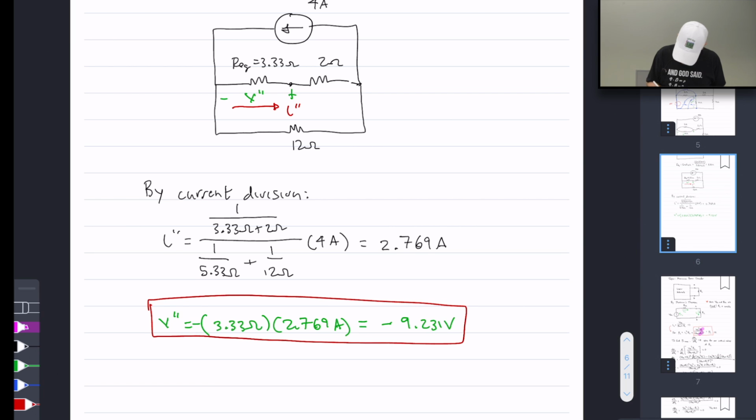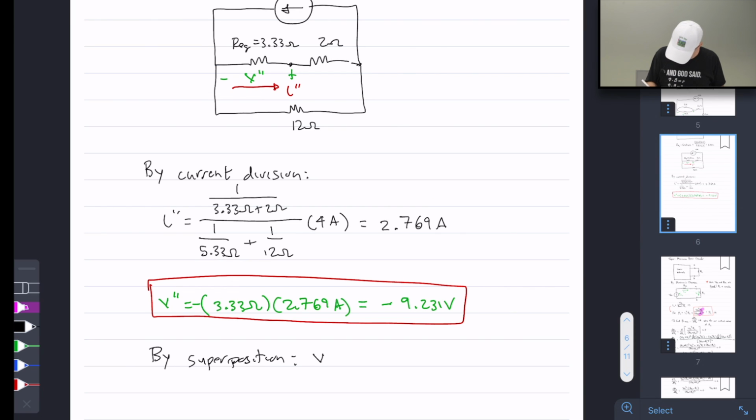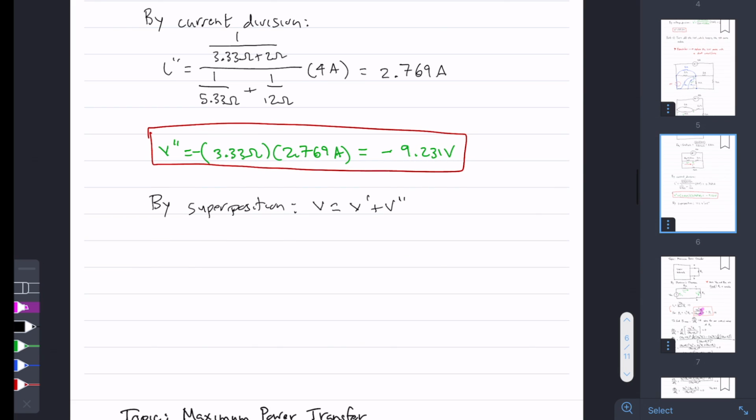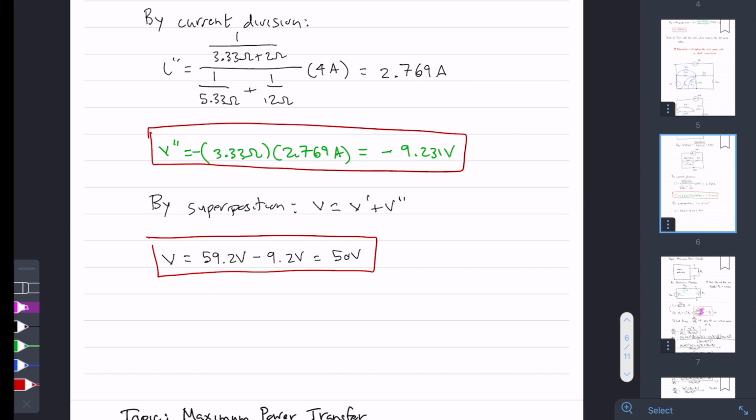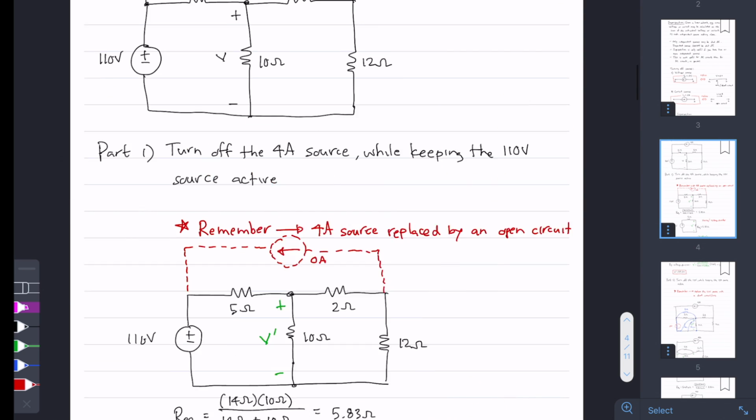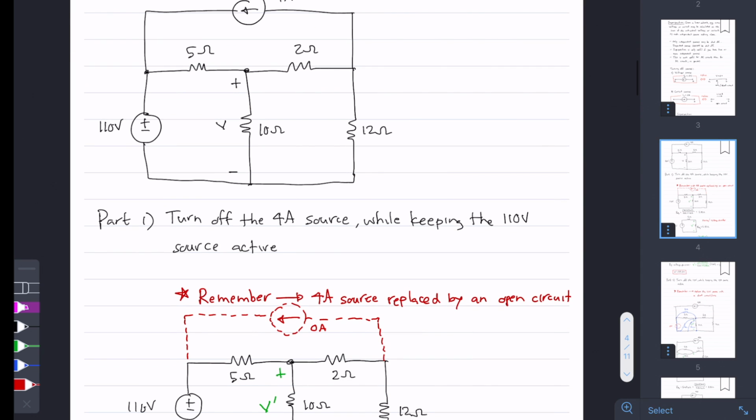We can now say that by superposition, the original voltage, V, is the algebraic sum of V prime plus V double prime. We have 59.2 volts. We just now find this to be negative 9.2 volts. This adds up nicely to 50 volts. And this is the voltage across the 10 ohm resistor with both the 4 amp and the 110 volt source activated at the same time.